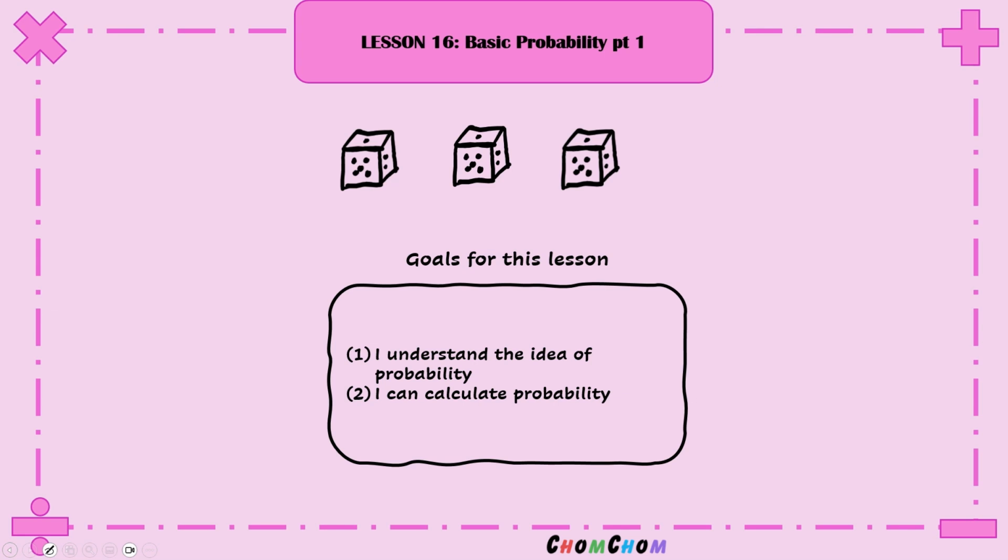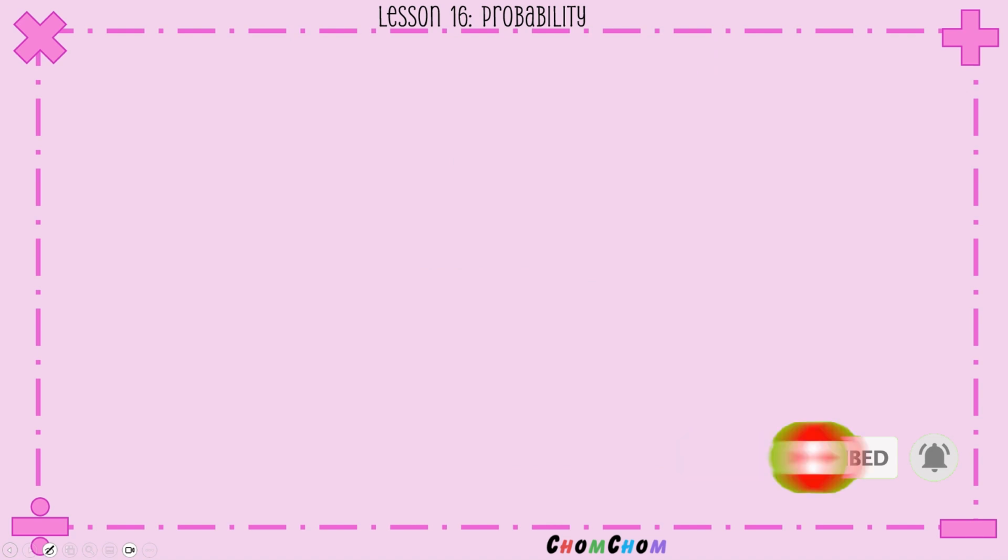16. Basic probability. Goals for this lesson: 1. I understand the idea of probability, and 2. I can calculate probability. This lesson might be a little bit harder just because it's a little bit abstract. By abstract, I mean it's not like I can count up on my fingers, and sometimes it can be a little bit harder to understand concepts that are more in your brain, if that makes sense. So basically, probability measures what the outcome is of something happening.